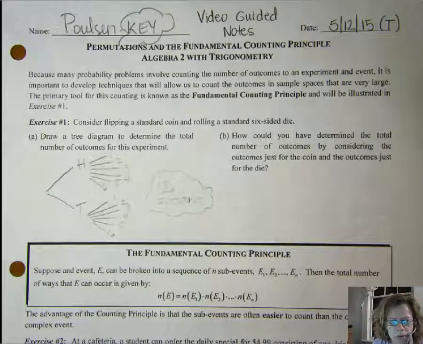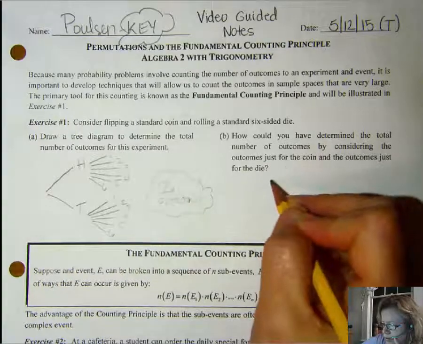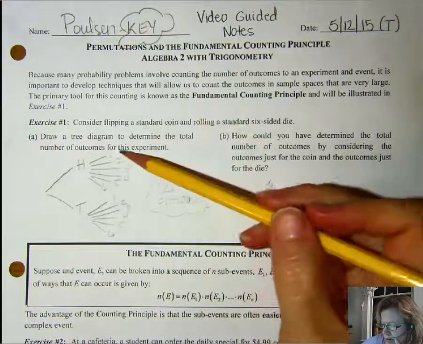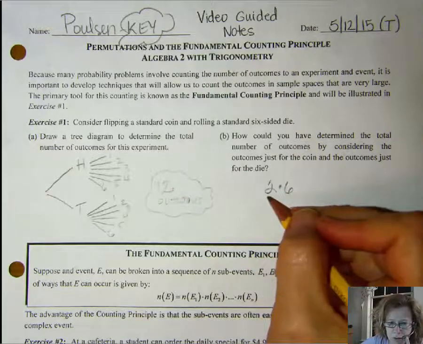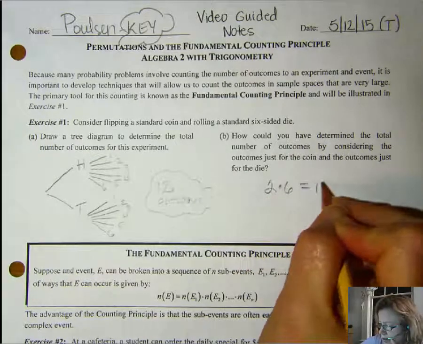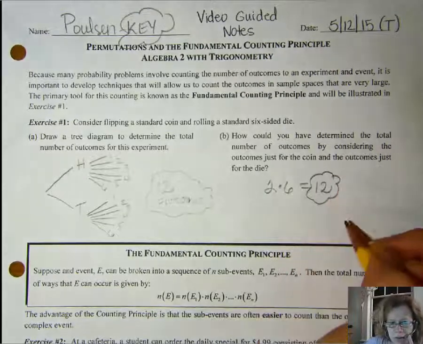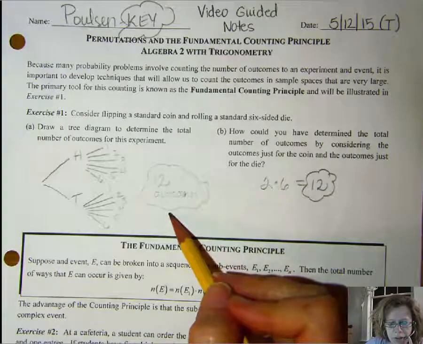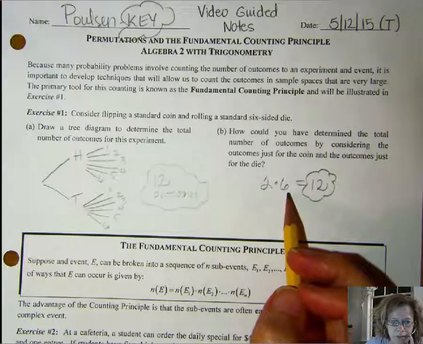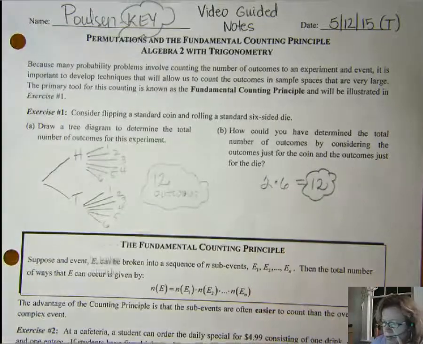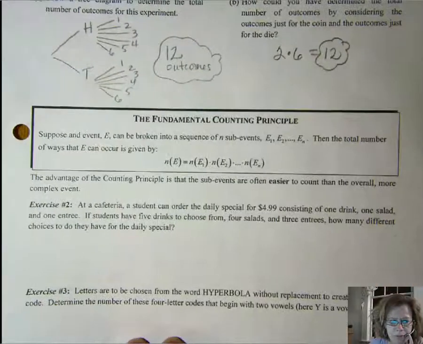So if we look at part B, how could we have determined the total number of outcomes just by considering the outcomes for the coin and the die separately? Well, the coin had 2 possible outcomes, heads or tails, and the die had 6 possible outcomes, 1 through 6. And if I multiply 2 times 6, I get the same result of 12 outcomes that I got when I made the tree diagram. So oftentimes we can just multiply the different outcomes to find out the total possible. And that leads us to this fundamental counting principle.